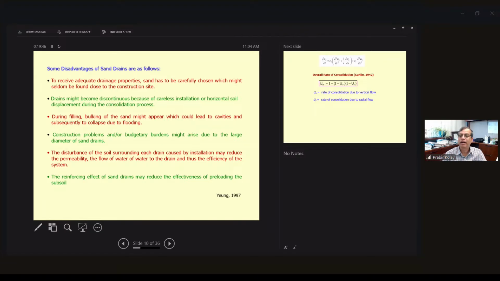Construction problems and budgetary burden might arise due to the large diameter of the sand drain. So we cannot use that. Disturbance of the soil surrounding each drain during installation may reduce the permeability. Again, as I mentioned, the smear zone is going to occur. And also, because sand is a stiff material, correct? Sometimes when you apply load, it acts as a sand column. So we don't want that. We want to compress the clay, right? So sometimes it reduces the effectiveness of the preloading of the soil because of the reinforcing effect of the sand.